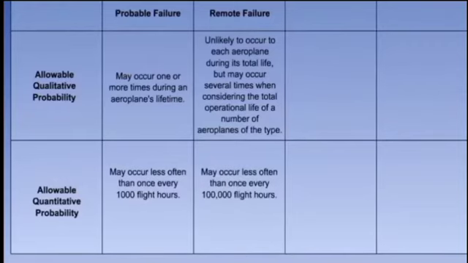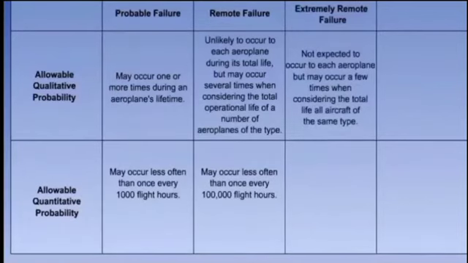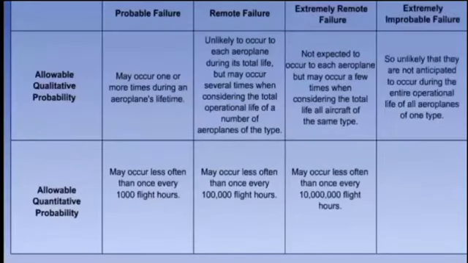Extremely remote failure conditions are not expected to occur to each airplane, but may occur a few times when considering the total life of the airplane type. And extremely improbable structural failure conditions are so unlikely that they are never expected to occur during the entire operational life of an aircraft. Nevertheless, it is also considered to occur once in every 1 million flight hours.